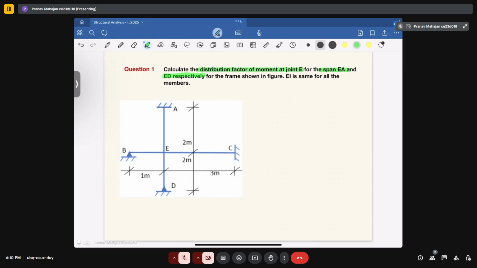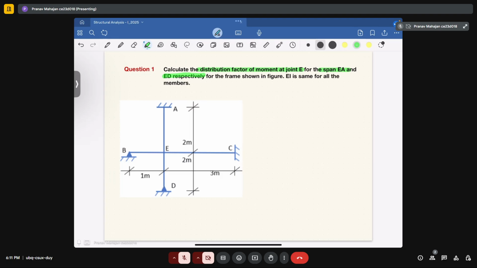First of all, you should know that for the far end stiffness, when your far end support is hinged, the stiffness you will develop will be equal to 3EI by L. In case of a fixed end support, you will develop a stiffness equal to 4EI by L. And in case when it is free, your stiffness will be equal to 0.